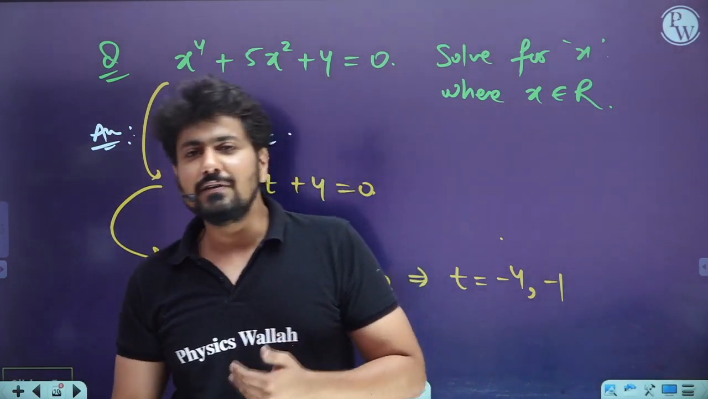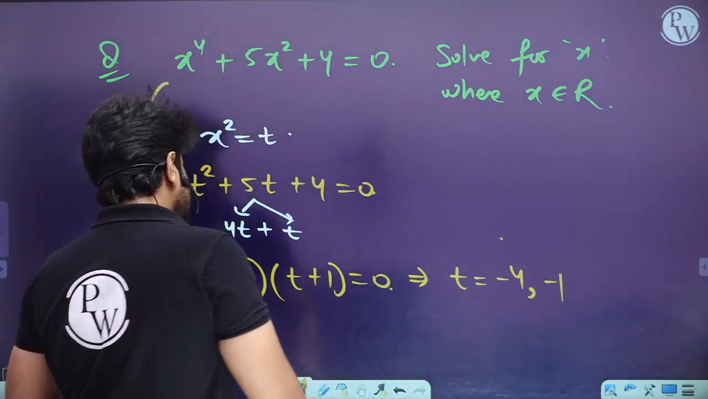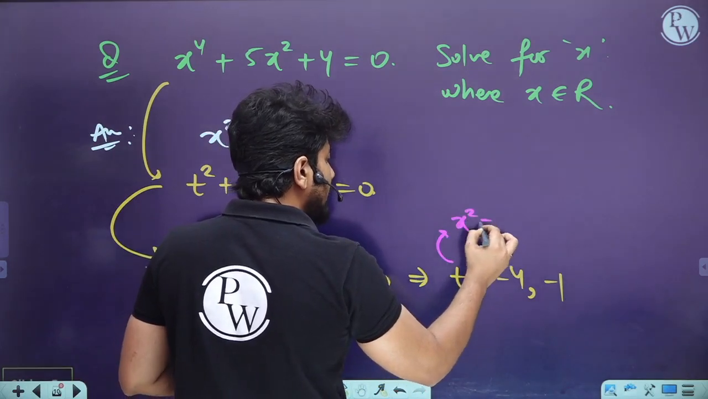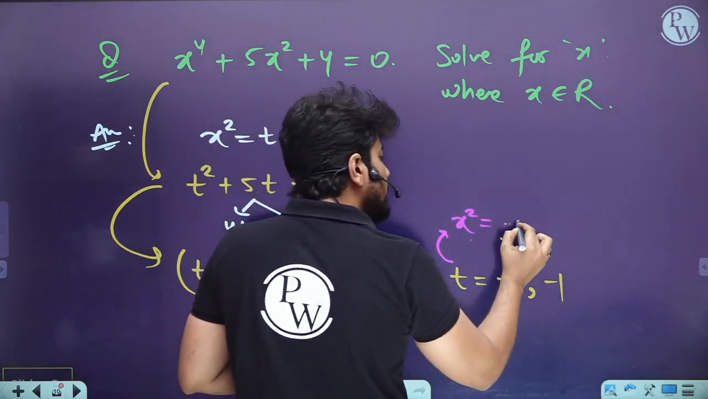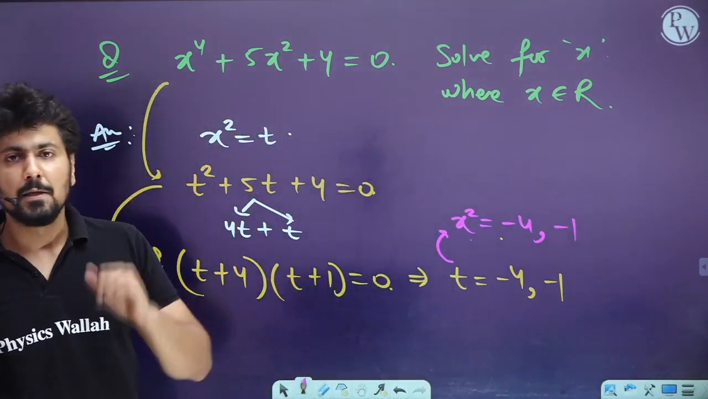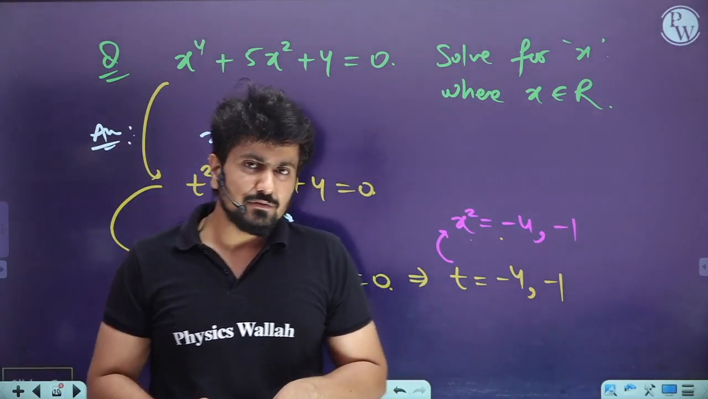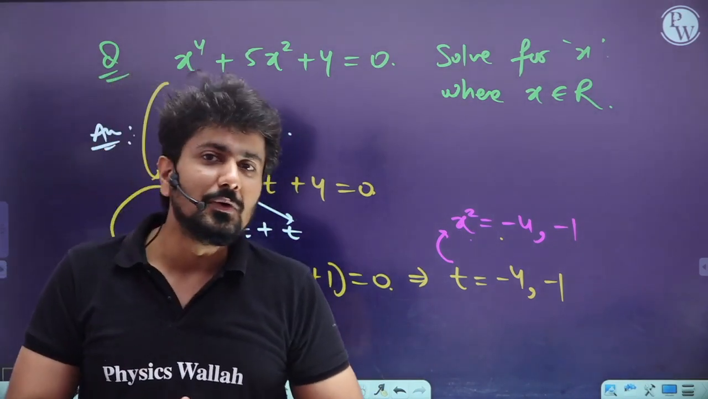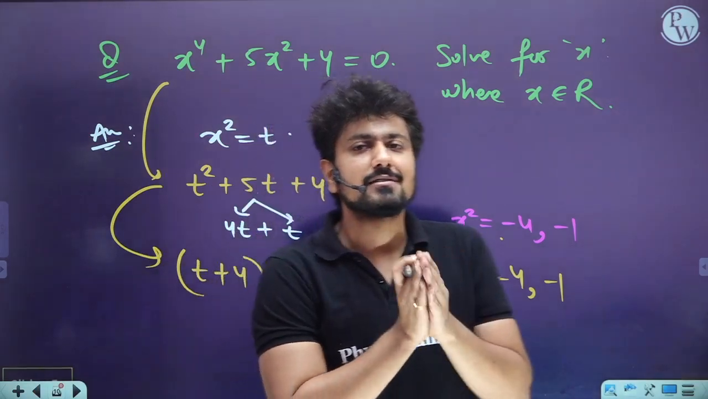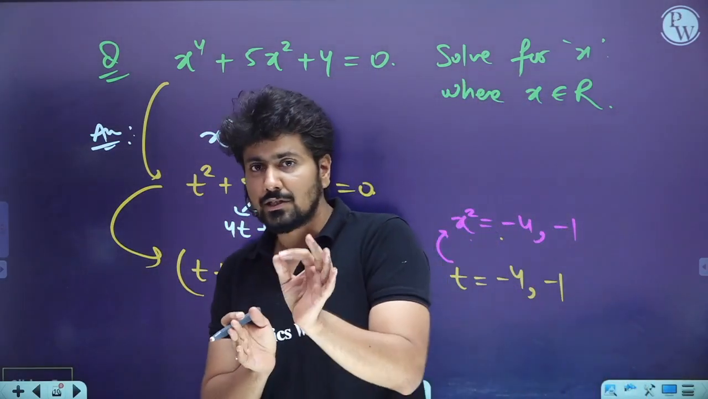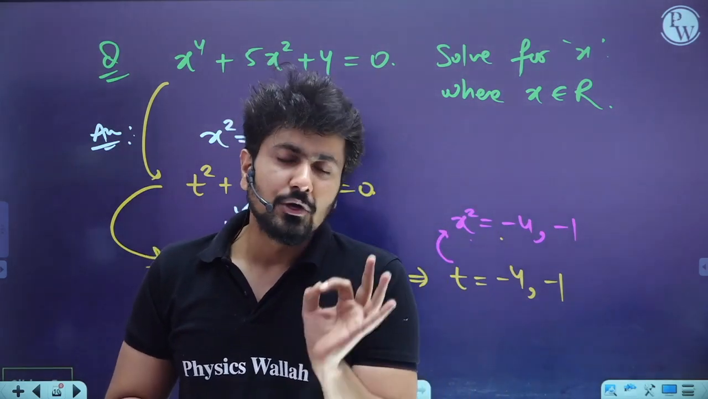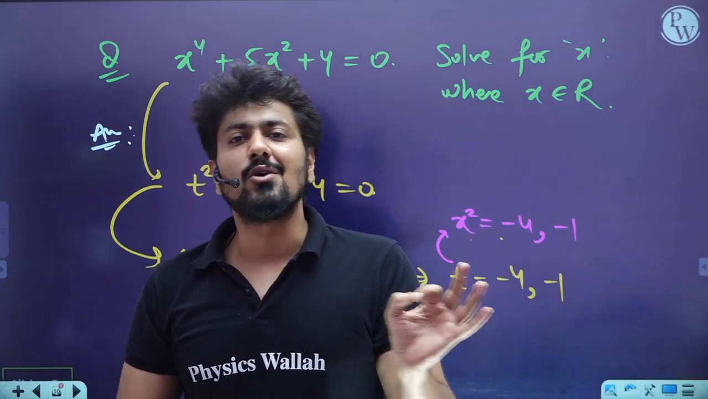Now what are the values of x? We have considered t as x square. So we are getting two values of x square. One of them is minus 4, another one is minus 1. So is there any real value of x we can arrive at? No. Because square of any real number, listen to it carefully, very important line I'm going to say. Square of any real number is always positive.